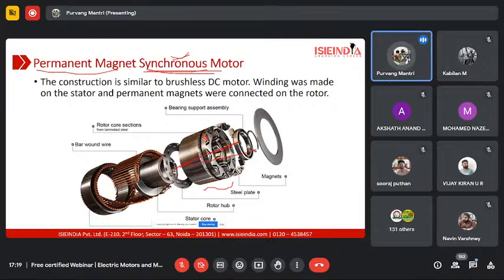There are issues with transversely laminated rotors because the rotor is the rotating part, so it will have centrifugal forces acting on it. These centrifugal forces can pull the transversely laminated parts out and the motor can get damaged. So that's why manufacturers don't prefer transversely laminated rotors. Instead, they prefer axially laminated rotors. So this was the permanent magnet synchronous motor.